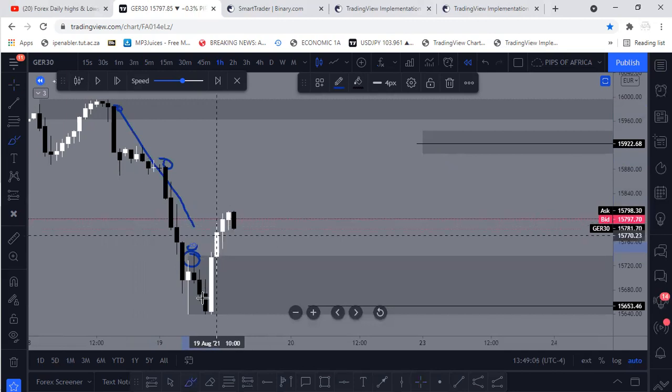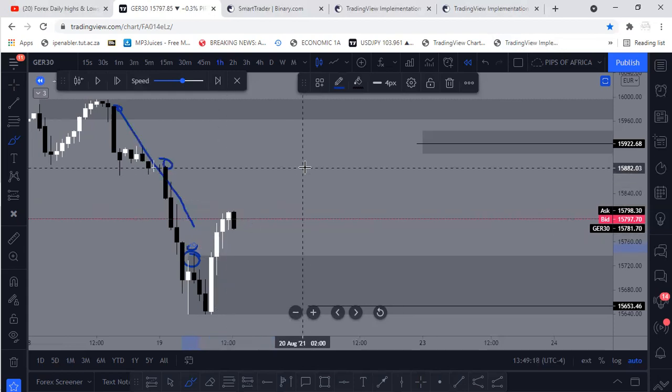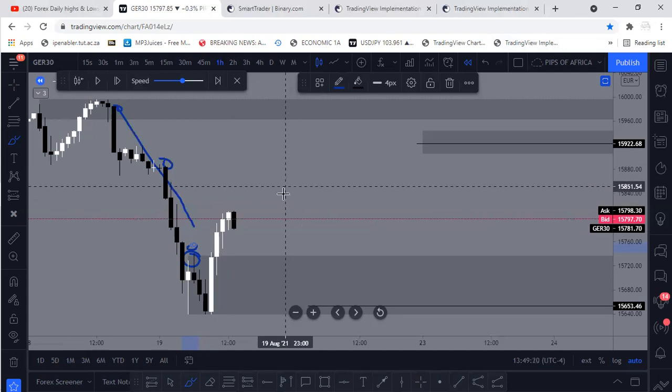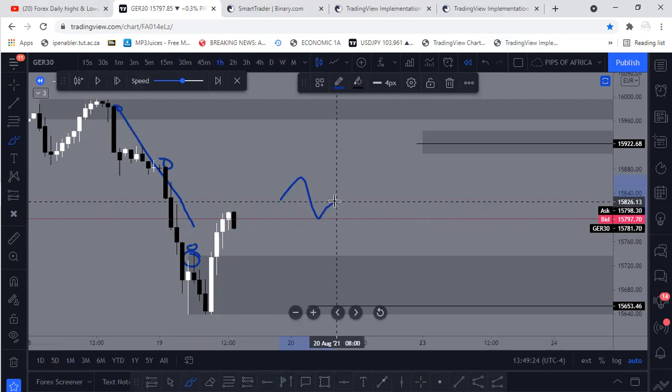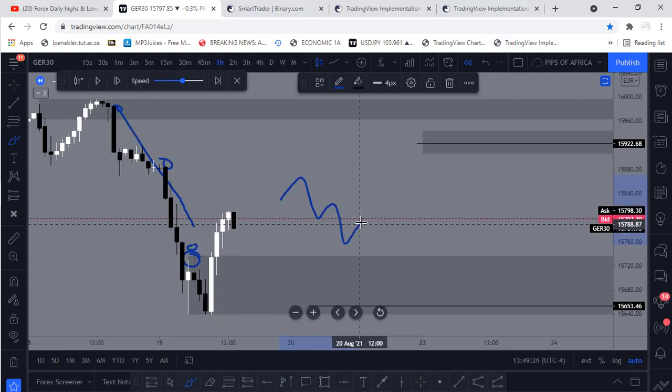So the question that you need to ask yourself is: what was the cause of the break of market structure? That is you asking yourself a question. What was the cause of this break of market structure? Because in most cases the price moves like this, like this, like this. When the price changes direction, it will do something like this.